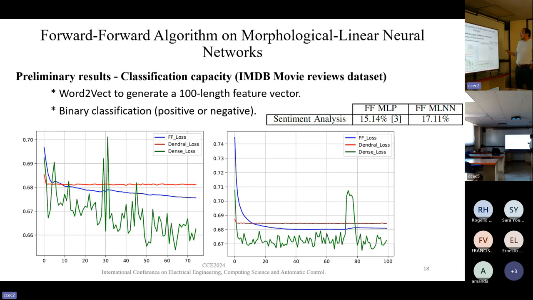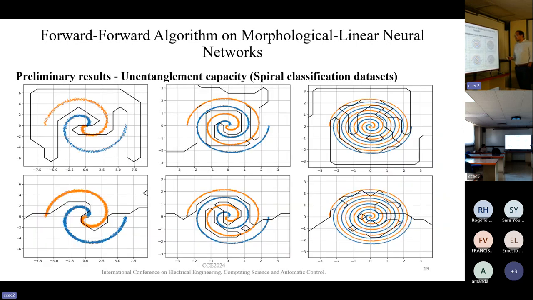It's okay because we are comparing with the original algorithm, the forward-forward on multilayer perceptrons. The problem we notice is that the morphological loss, the red line, is having trouble with the classification task. On the other side, the dense loss is the work done with the perceptron layer. So we are having trouble. We are working on this, but these are preliminary results.